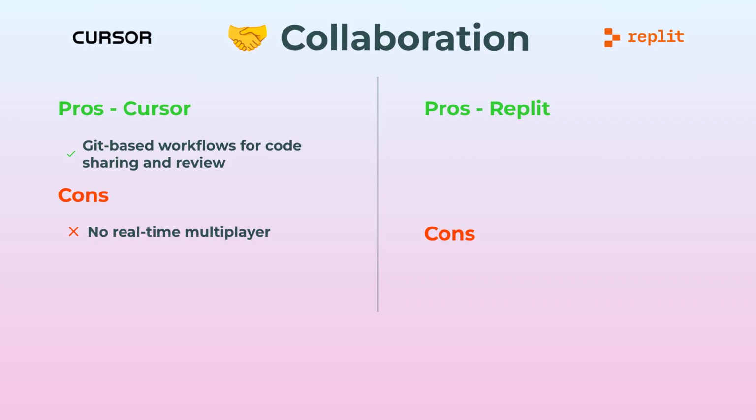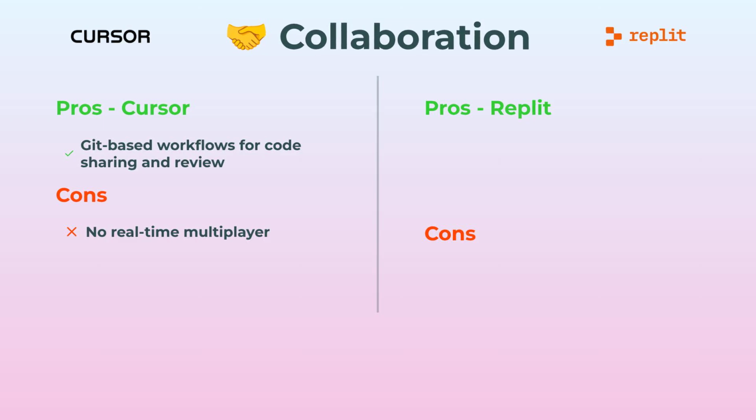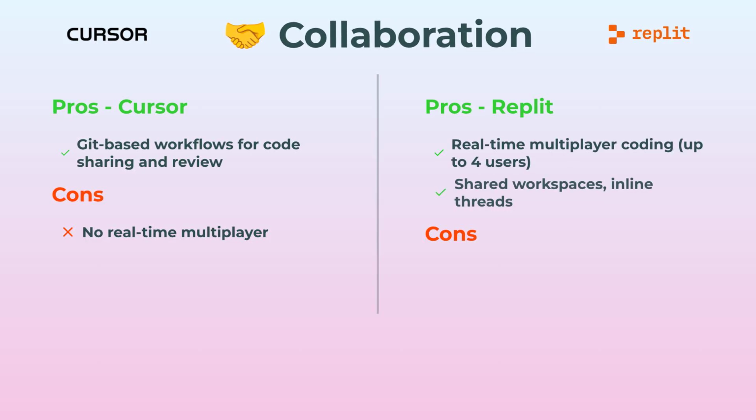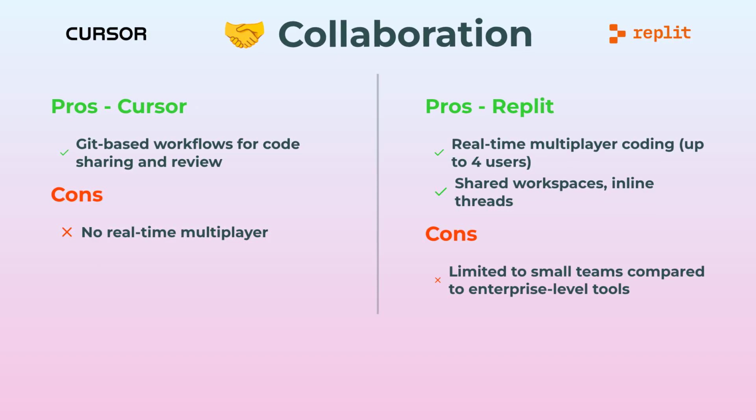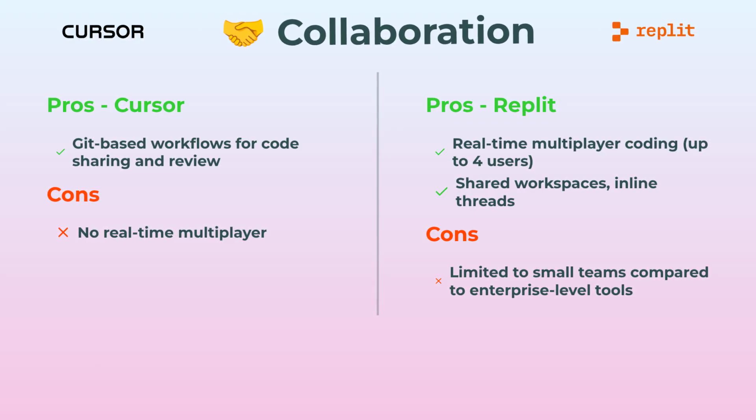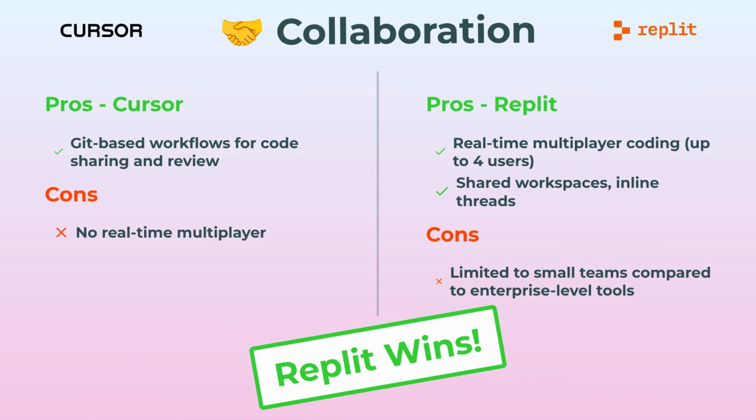Collaboration? Okay, this is where Replit is kinda showing off. Cursor is solid if you're doing Git reviews, pushing code, that kind of async workflow, but there's no jumping in with your friends for live coding marathons. Meanwhile, with Replit, you get real-time multiplayer, up to 4 folks jamming on the same project, inline threads, shared workspaces. Honestly, it's kind of like Google Docs for code. It's not built for massive enterprise squads, but for small teams, classroom jams, hackathons, it rocks. Winner here, absolutely Replit.